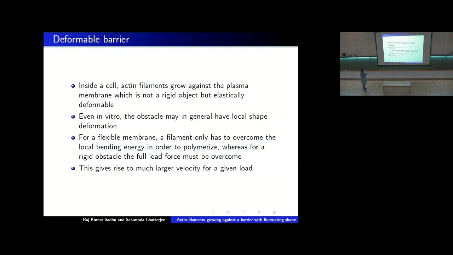For this, they have to overcome just the local bending energy, which is much less compared to the case of a rigid barrier when they have to move the whole barrier in order to create some space for polymerization. So one might expect that this membrane elasticity might give rise to a larger velocity for a given load.